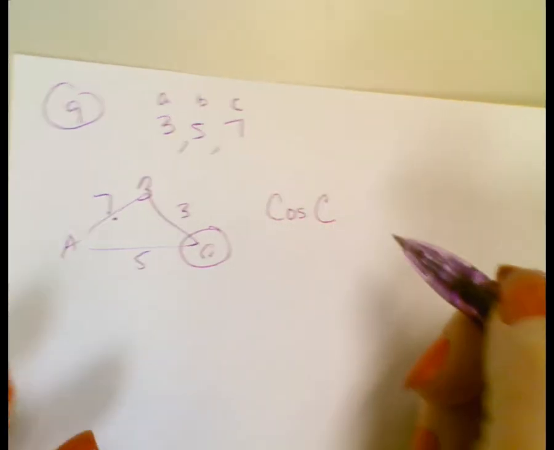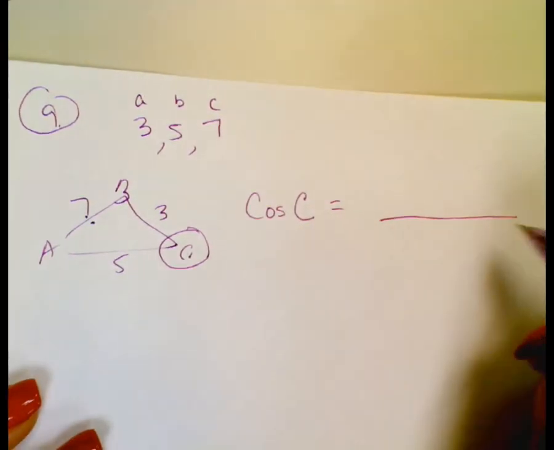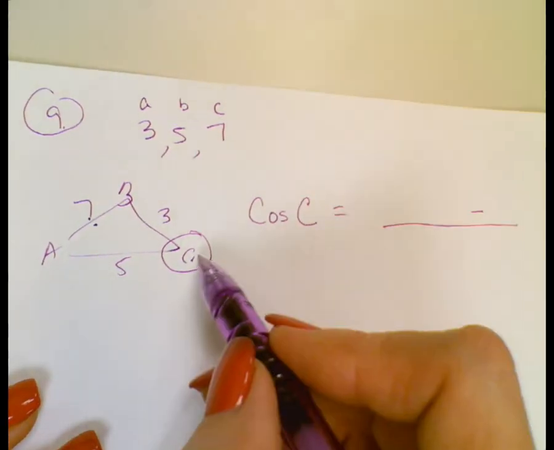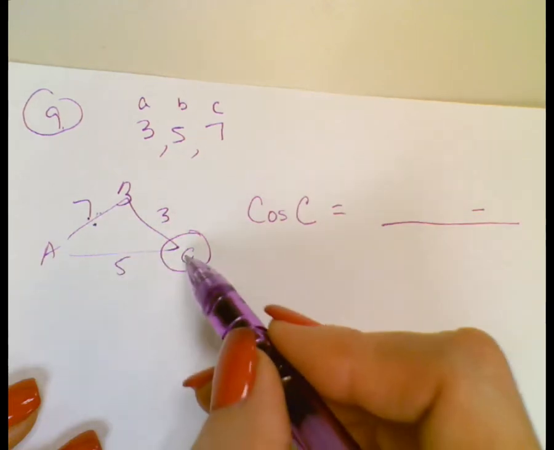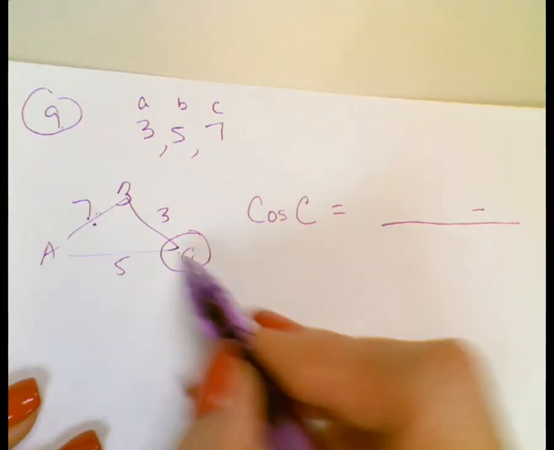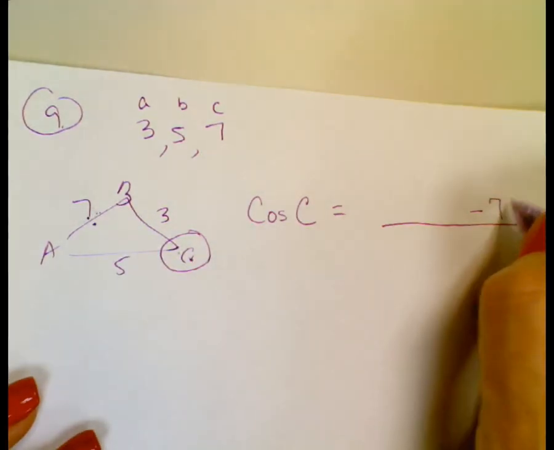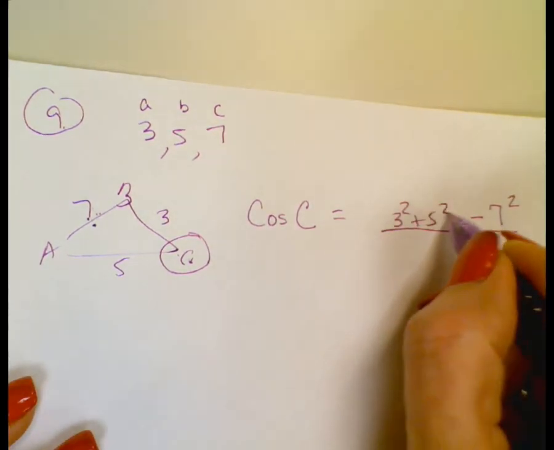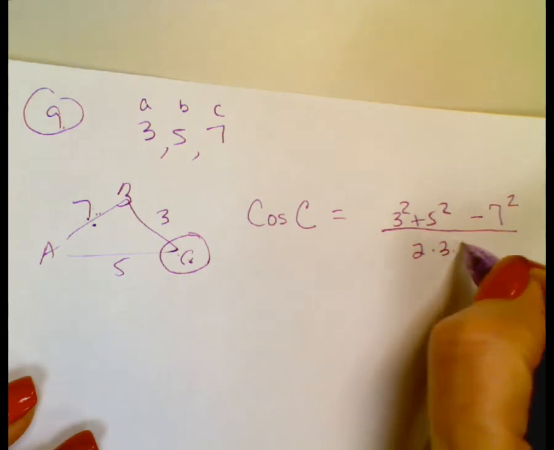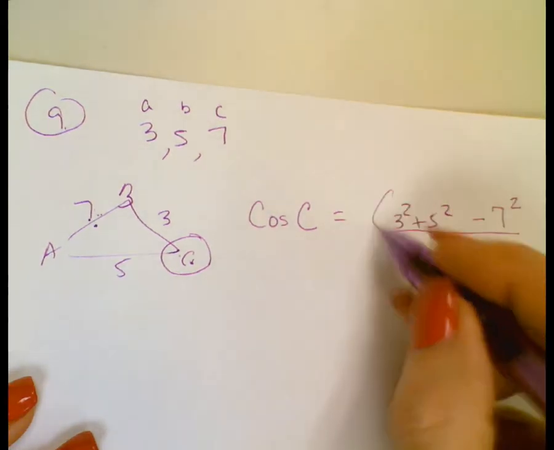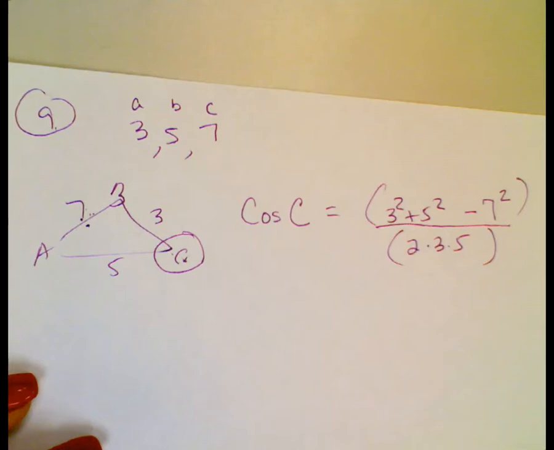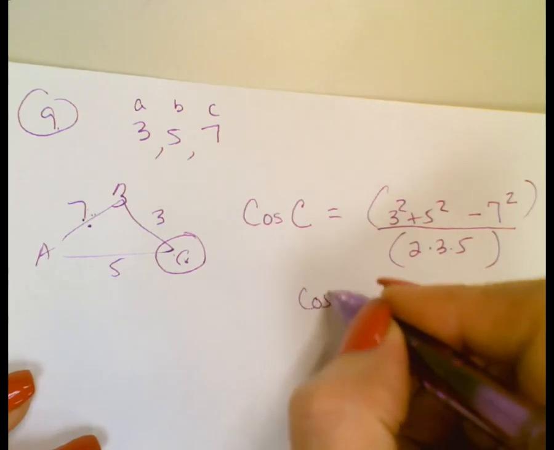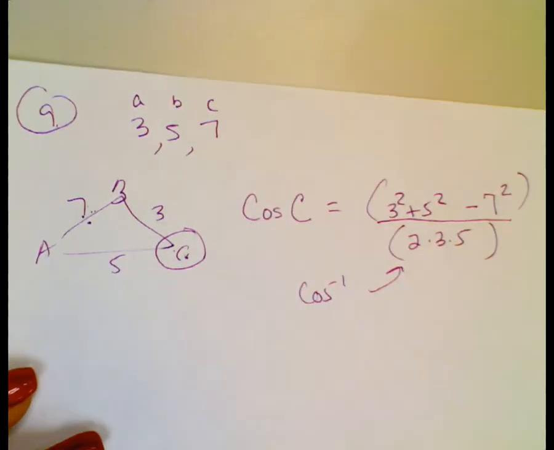Cosine of C is equal to, always subtract the largest side if you have a choice. Okay, we're going to solve for the largest angle, so we're going to subtract 7 squared. Then you have 3 squared and 5 squared. And then over 2 times 3 times 5. Parentheses, don't forget your parentheses. And then we're going to take arc cosine at the end. Arc cosine of all of this.